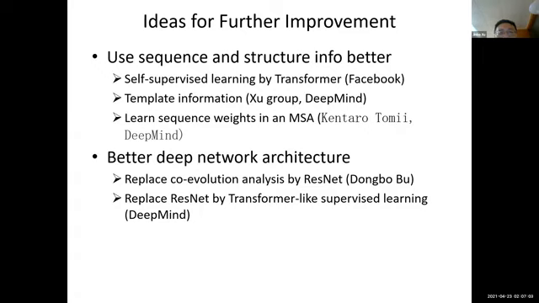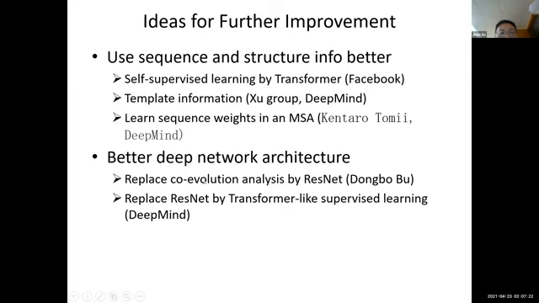Actually my group started this idea in 2018, and DeepMind did this last year. Then we also learn the sequence weights, because there are some redundant sequences in the multiple sequence alignment. So not all the sequences are equally important, and we can learn sequence weights in the multiple sequence alignment.